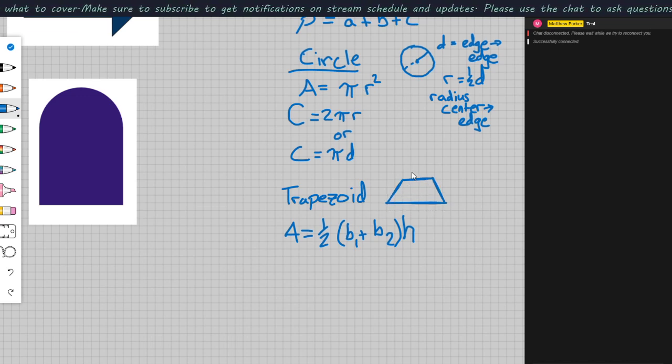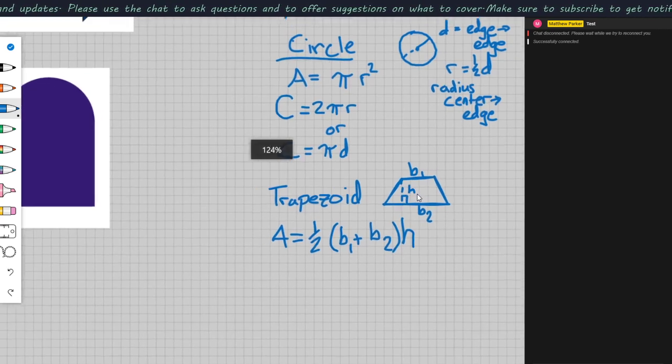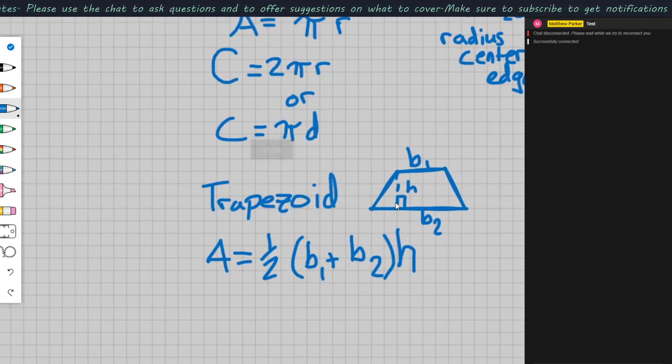So for a trapezoid, your bases you can label them. I'm going to just make the top b1, bottom b2. Height is going to be perpendicular to the base, so you'll see the little right angle mark. So this would be our height right here.